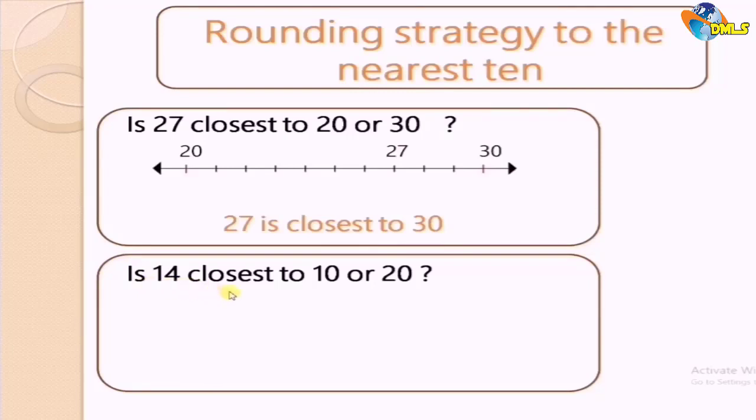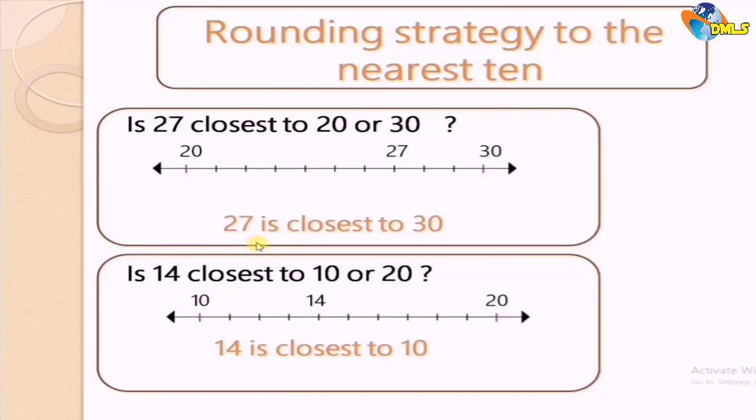Is 14 closest to 10 or 20? Here 14 is between 10 and 20. But which number is 14 closest to? To know the answer, you have to use this number line. Here I will put 10, 14 and 20. Count with me. 10, 11, 12, 13, 14, 15, 16, 17, 18, 19 and 20. After looking at the number line, which number will you choose? 10 or 20? Yes, of course you will choose 10 because 14 is closest to 10.